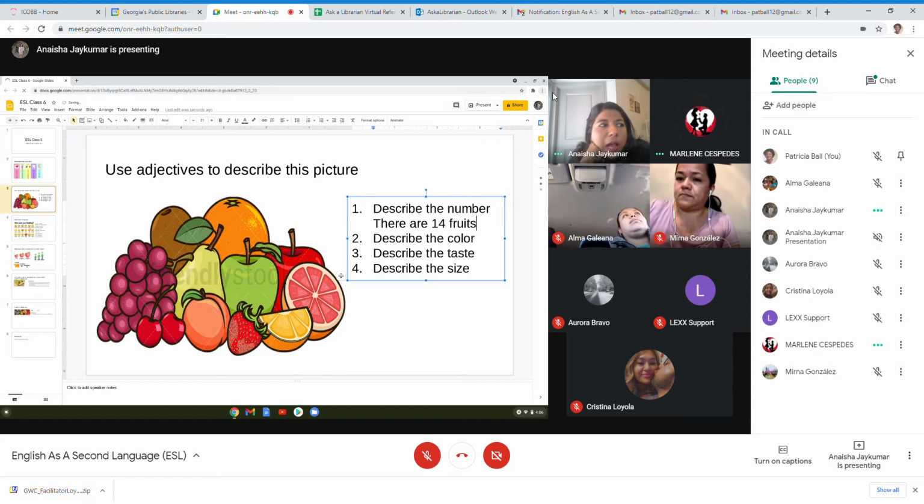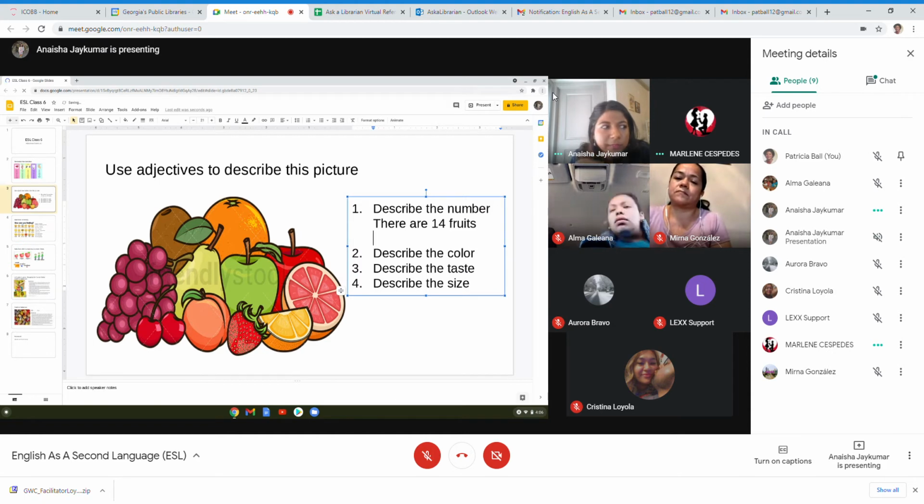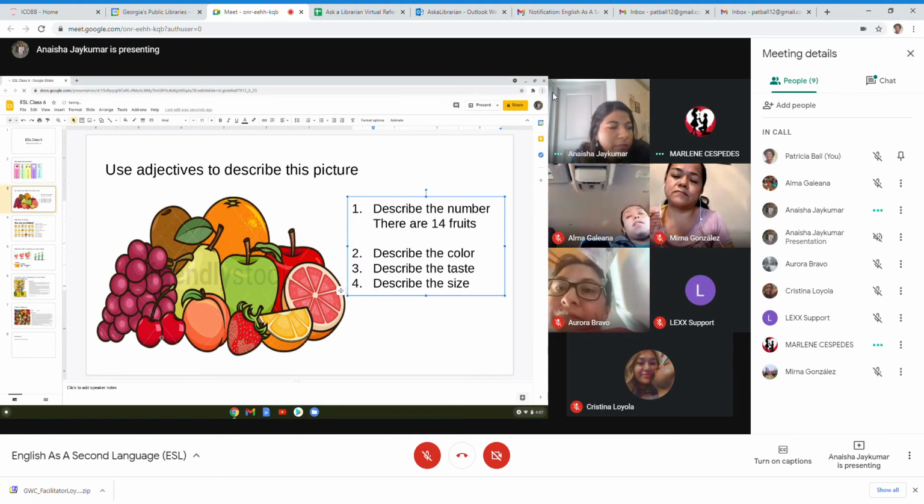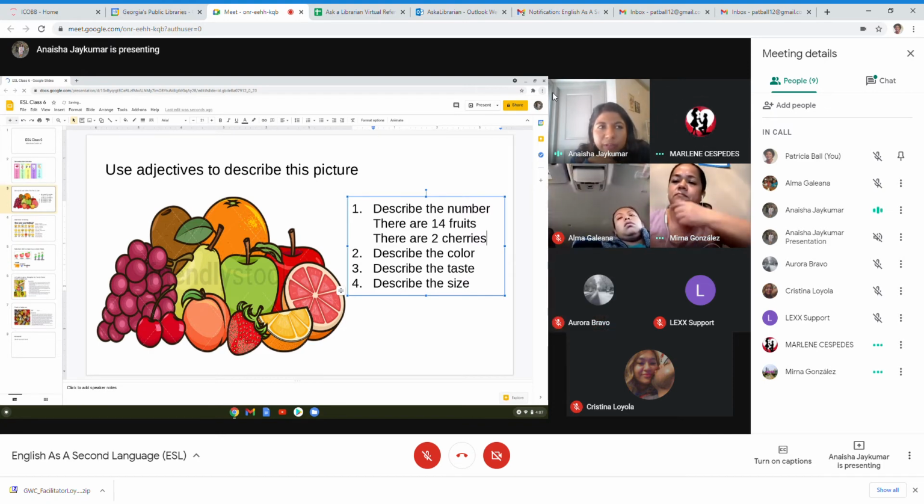Okay, let's go down next. Aurora, how many cherries do you see? Do you know what this is, the cherry? So how many cherries do you see? Two. Okay. So there are two cherries. So two here is an adjective. All right. Now let's go on to another type of adjective that's describing the color.